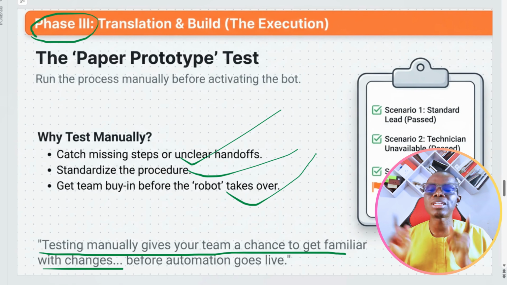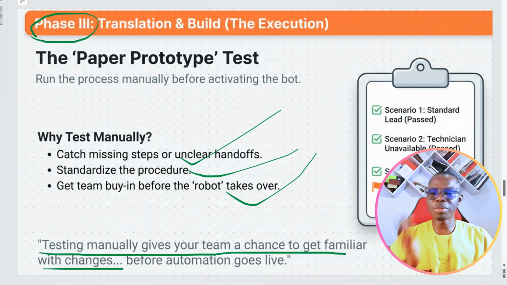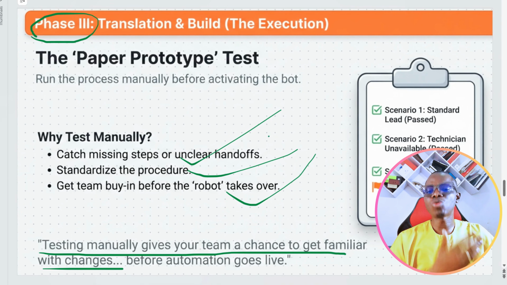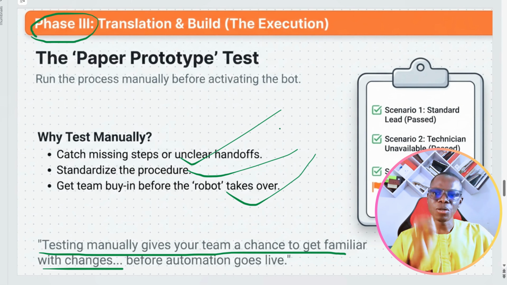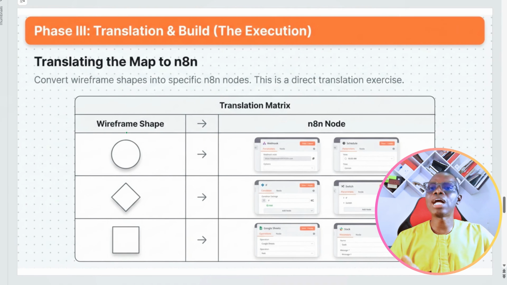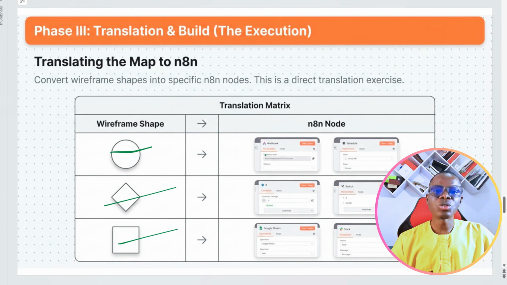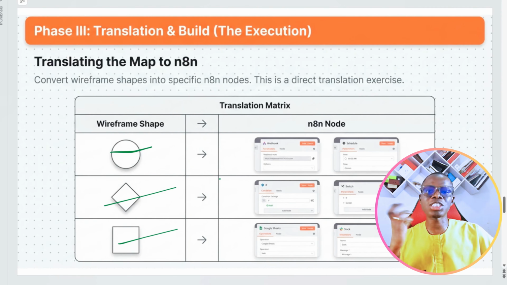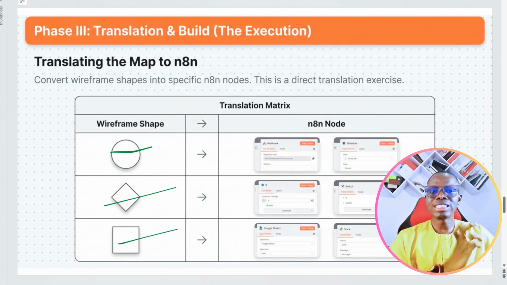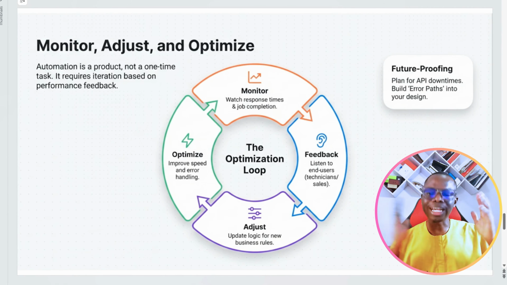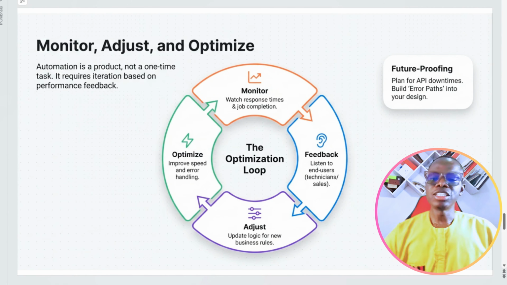You don't just build something and then the company saying, no, we can't have it run this way. We need it this way. Somebody must approve before it goes out. So you want to get team buy-in before the robot takes over. When you're fine with a paper prototype test, you now build. You now translate all these shapes to your nodes, and you build what you want. So you convert the wireframe shapes into specific N8N nodes. This will be easy because you are not guessing again. You are not saying what's the next thing. It helps you. Then at the end of the day, your job is not done.